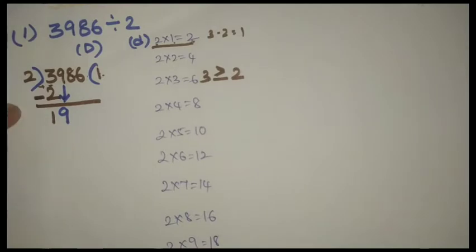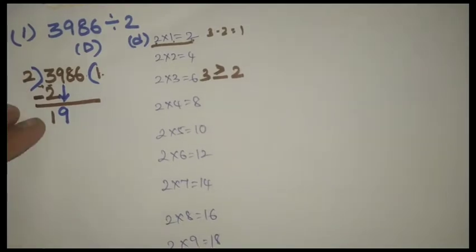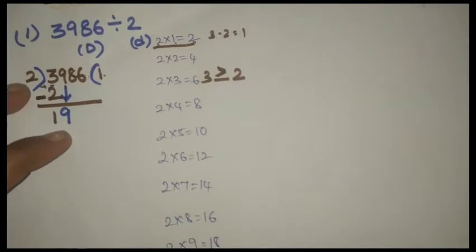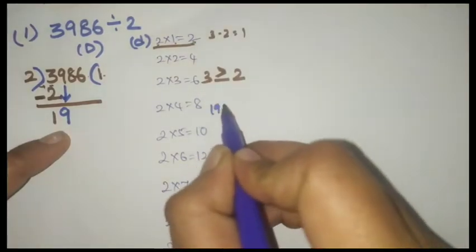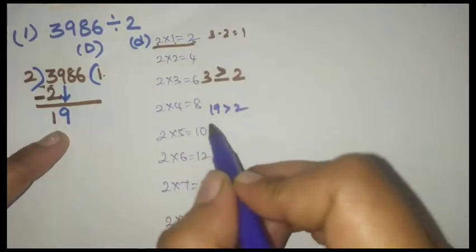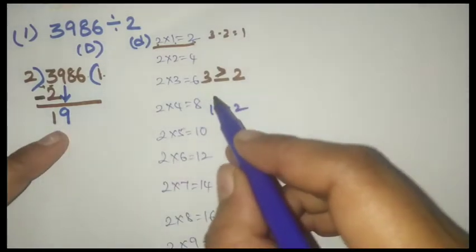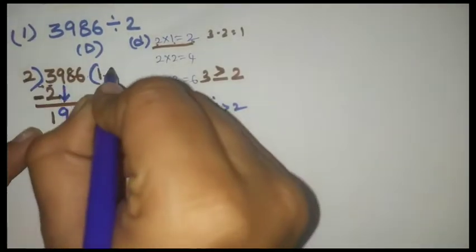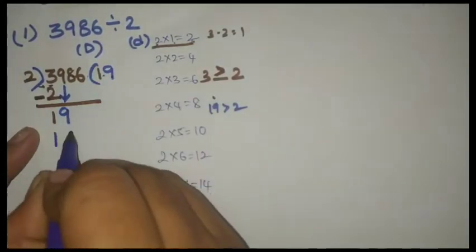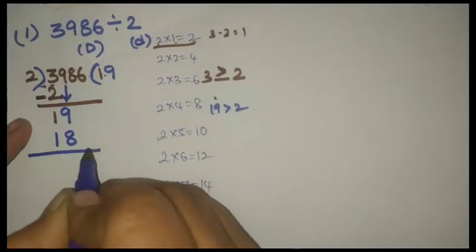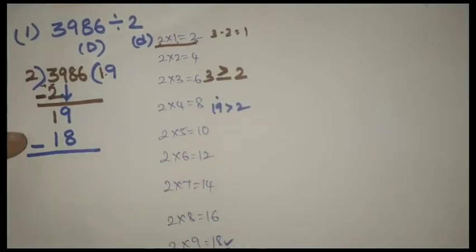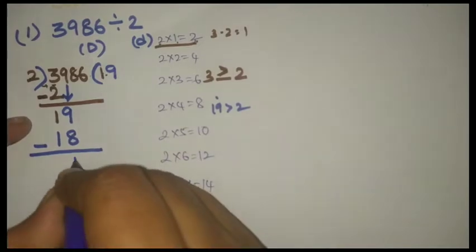Is 19 divisible by 2 or not? No, but 19 is greater than 2, so we can divide. Before 19 which number will we get? 18. So we'll take 2 9s are 18. Now we have to do subtraction again. 19 minus 18 is 1.